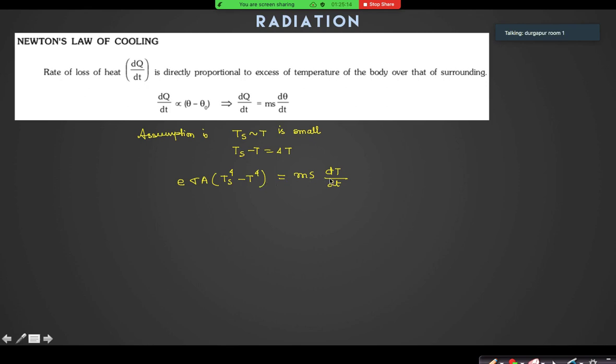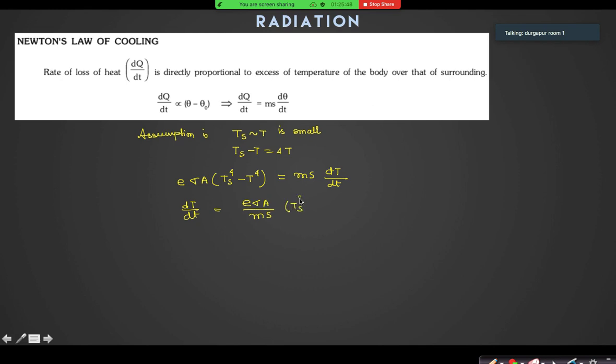It may also cool down, as the law is a law of cooling, or it may be a heating also. So if it cools down, then I will just reverse that temperature. So E sigma A Ts power 4 minus T power 4 equal to Ms into dT by dt. Here I will see one thing. What is dT by dt? That is equal to E sigma A by Ms into Ts power 4 minus T power 4.